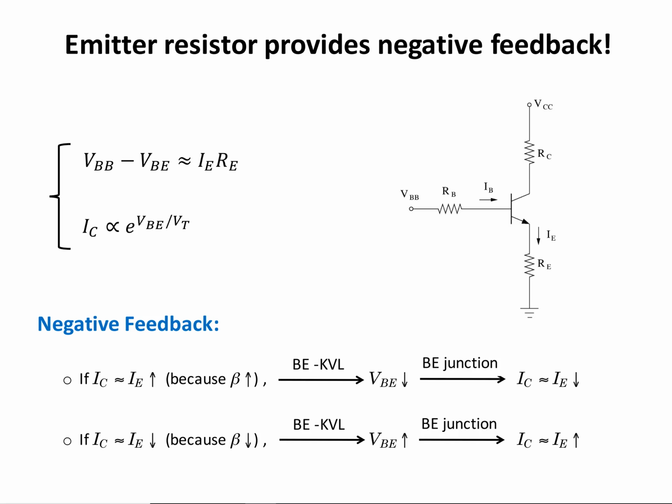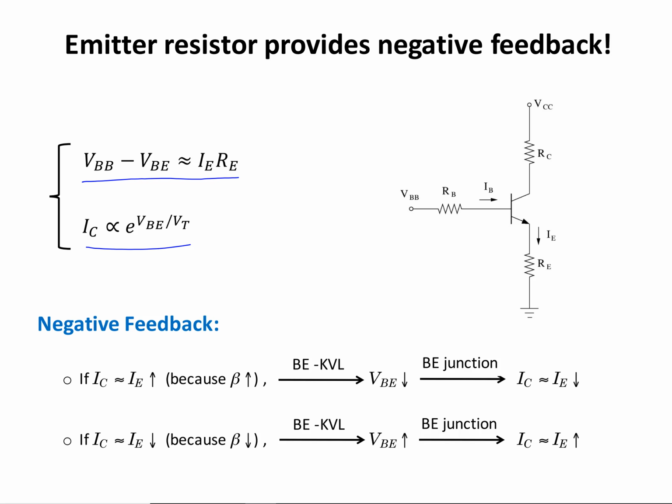So the emitter resistor provides negative feedback in our circuit in this configuration, because I can write the base emitter KVL like this, assuming that RB multiplied by IB is small, or the base resistor divided by beta plus 1 is much smaller than the emitter resistor. And I know that collector current is proportional to e to the base emitter voltage divided by thermal voltage.